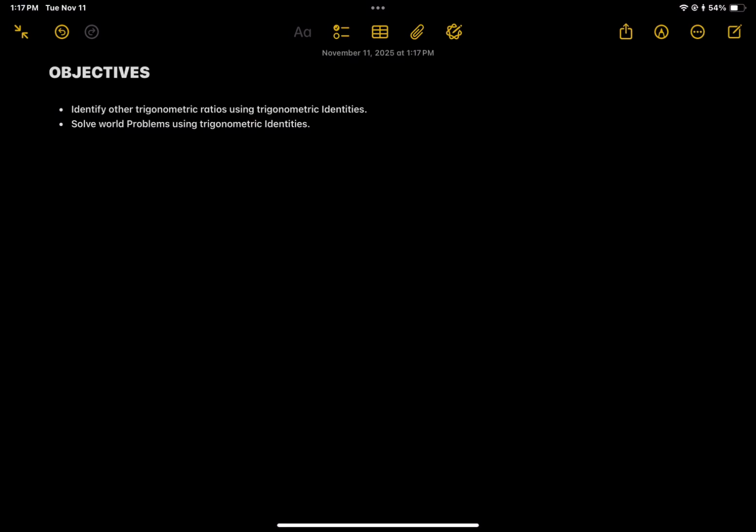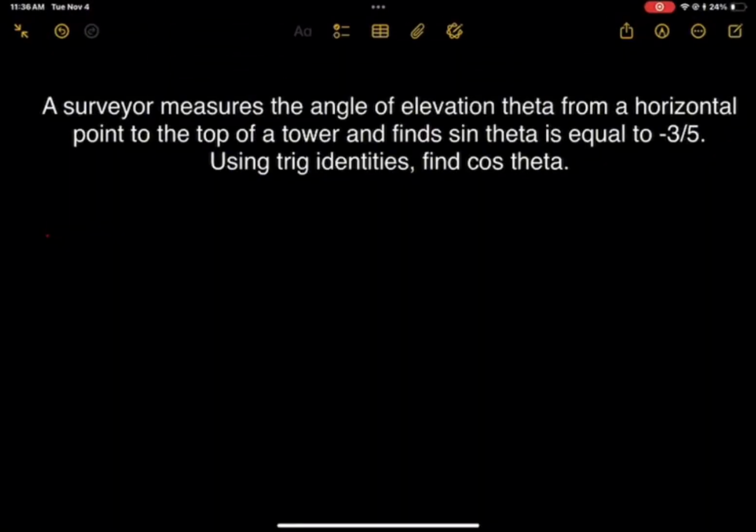Now that we're done with our first objective, let us now proceed to our second objective, which is solving word problems using trigonometric identities. So, this is our first problem. A surveyor measures the angle of elevation theta from a horizontal point to the top of a tower and finds sin theta is equal to negative 3 over 5. Using trig identities, find cos theta.